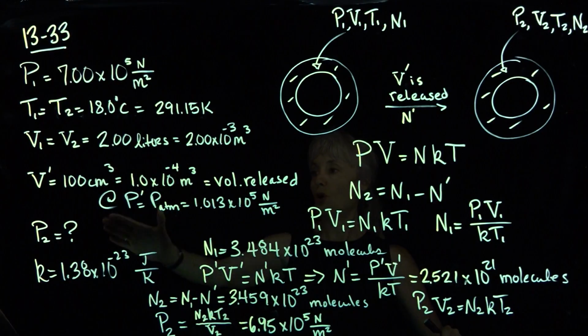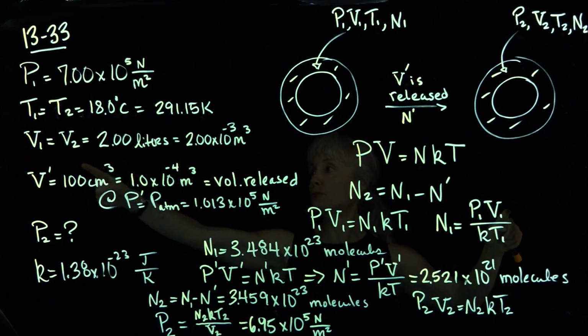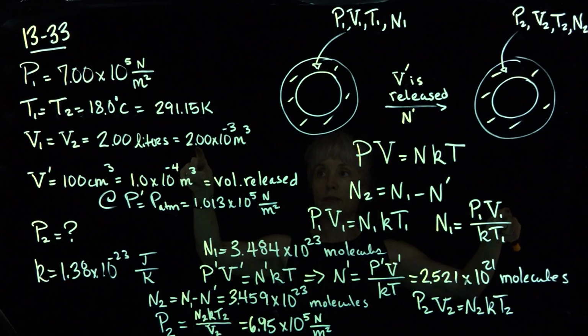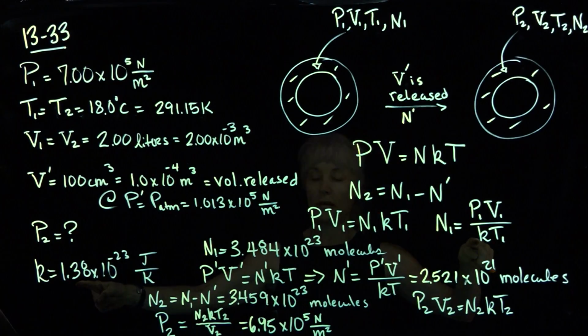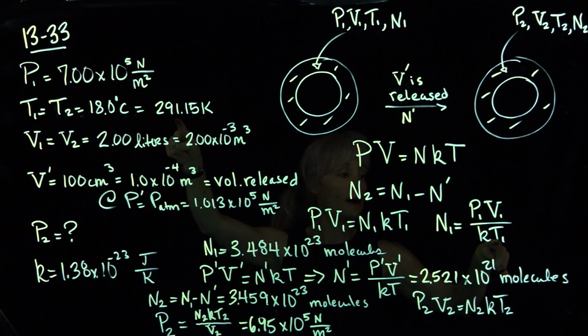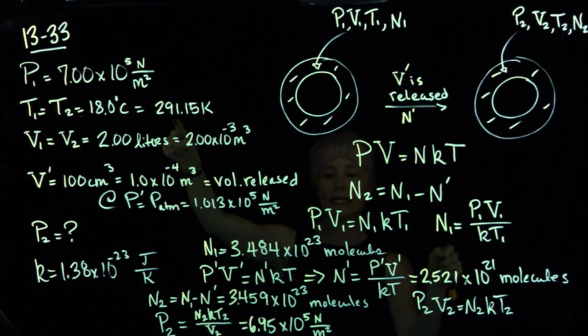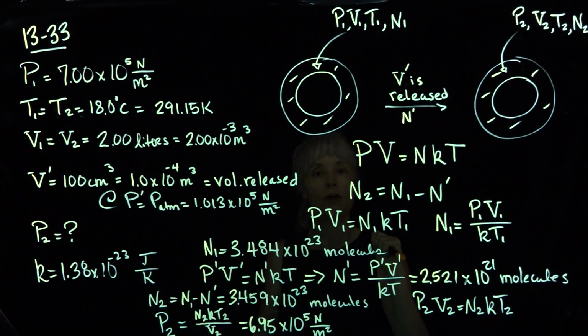So those values are all here on the left-hand side of the board. I plug in P1, 7.00 times 10 to the fifth newtons per meter squared, multiply that by the volume, 2.00 times 10 to the minus 3 cubic meters, and then divide by Boltzmann's constant, 1.38 times 10 to the minus 23rd joules per Kelvin, and then divide that also by 291.15 Kelvin. So when I put all these numbers in, what I get is a number of molecules originally in the tire, 3.484 times 10 to the 23rd molecules. So that's how many molecules occupy my tire originally.